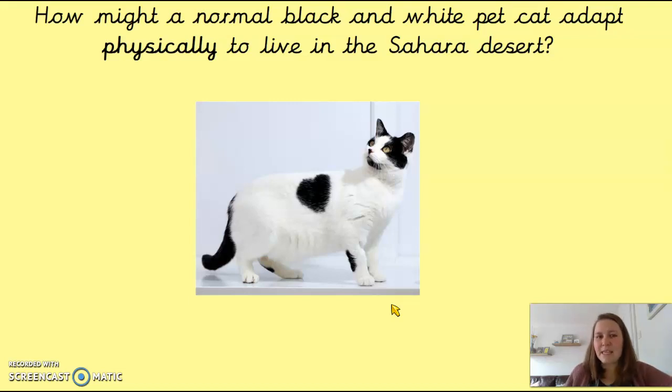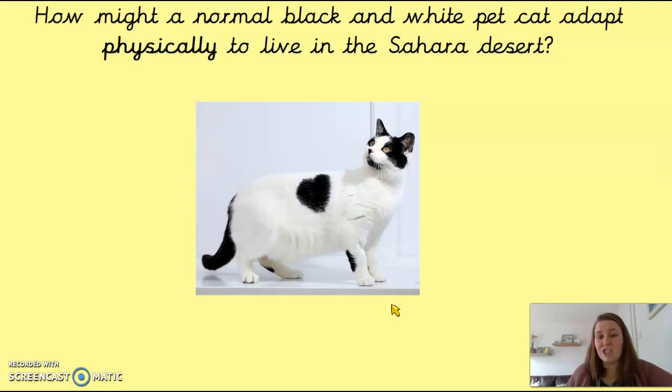Okay, so I'm thinking to adapt in the Sahara Desert, it's going to probably want some camouflage. It's going to stand out really, really clearly, isn't it? Black and white on a kind of orangey desert. So it might have to start to change its fur colour over time. It might want to even lose its fur or develop some kind of system where it can release heat, because it's going to be way hotter in the Sahara Desert than being a pet cat, say, in England.